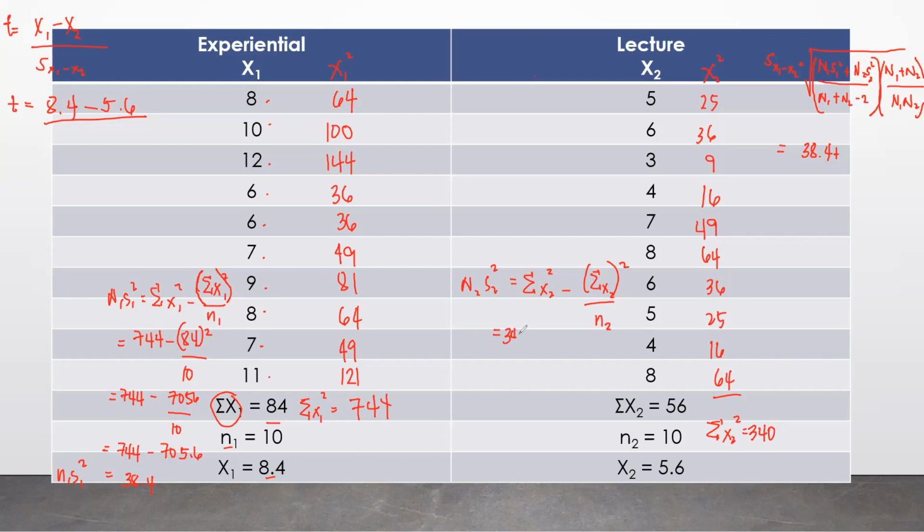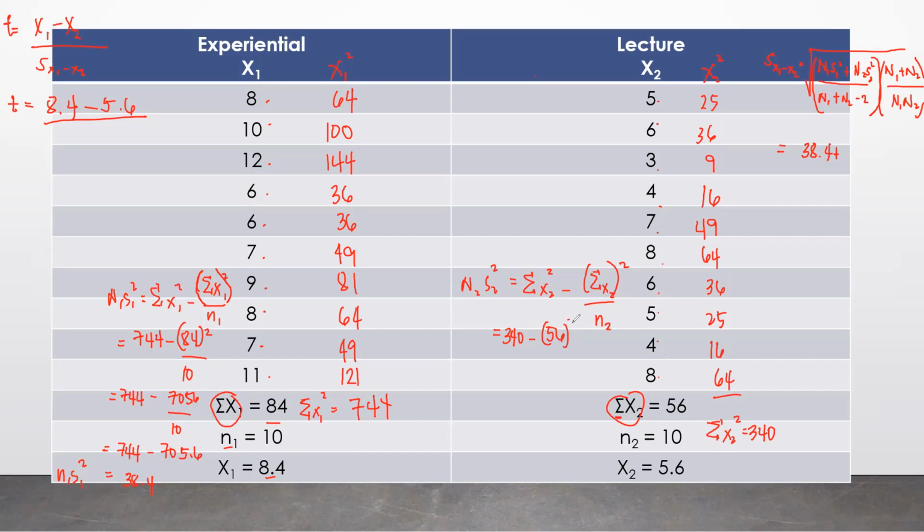So dito natin siya ilalagay. 340 minus summation of x2. Ito lang yung i-add natin. Sila lahat. Actually, nakalagay na diyan sa screen. Ito siya. Summation of x2. If you get to see this symbol, that means summation. Meaning you have to add everything. So 5 plus 6 plus 3 plus 4 plus 7 plus 8 plus 6 plus 5 plus 4, and lastly, plus 8. So that's a total of 56.